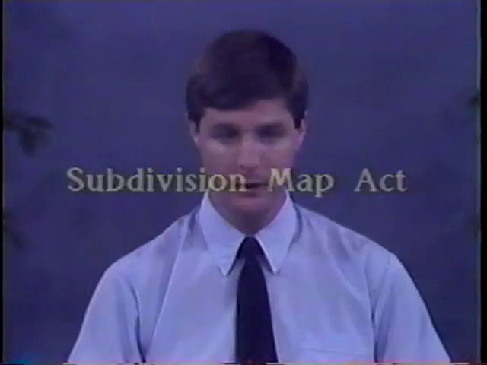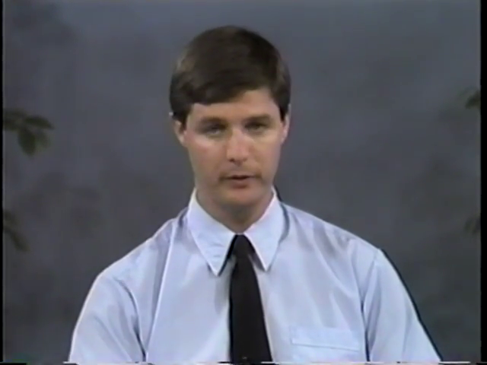Let us now turn our attention to the Subdivision Map Act. The Subdivision Map Act is located in section 66410 through 66499.58 of the Government Code. The Subdivision Map Act is divided into 8 sections called chapters. These chapters are further divided into articles. Chapter 1 is the general provisions and definitions. This section contains the definitions used for the Subdivision Map Act. We'll review some of the definitions in order to better understand this discussion.